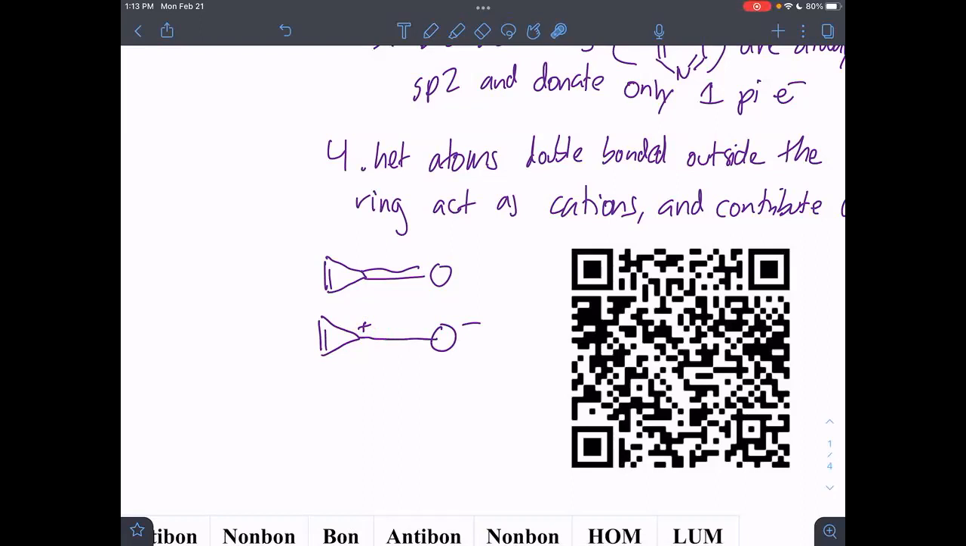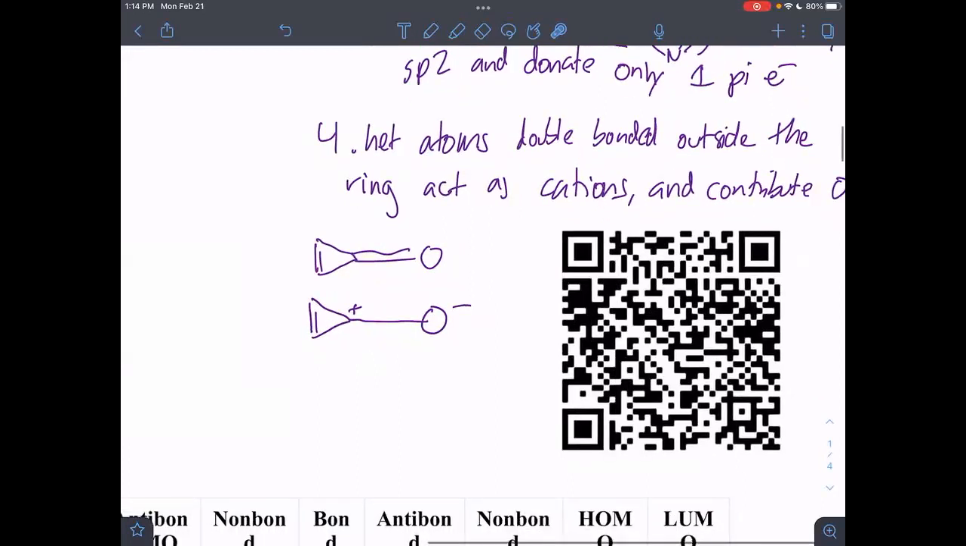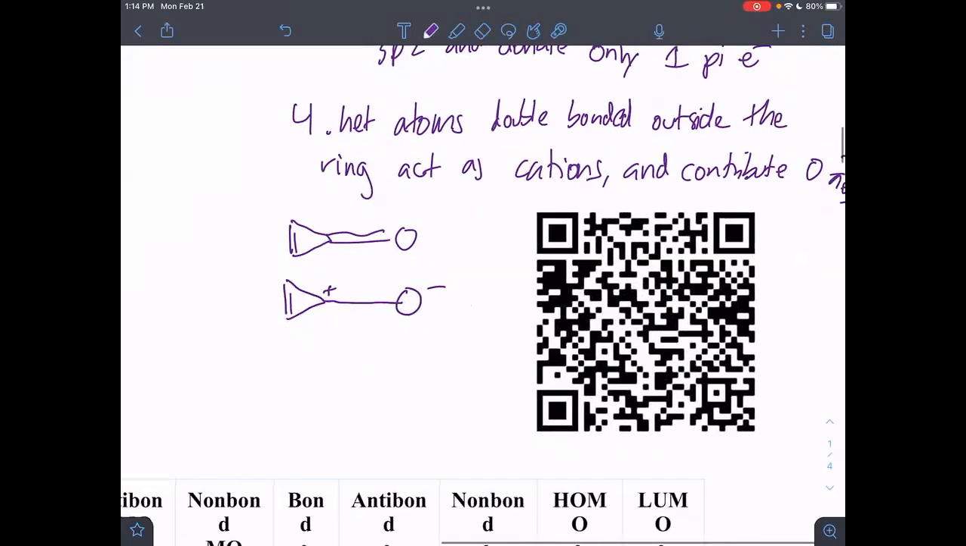So all you need to know is that if you have something like this with a carbonyl that's bonded outside of the ring, the carbon that it's bonded to is going to donate 0 electrons, but it's still going to participate in the aromatic system. And the last one, boron is always sp2 hybridized, and it can't choose between sp2 or sp3, and it also donates 0 electrons.